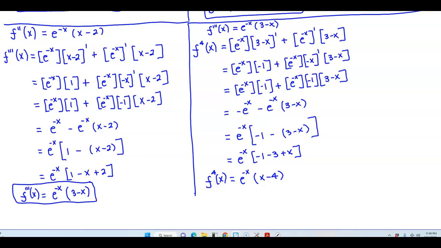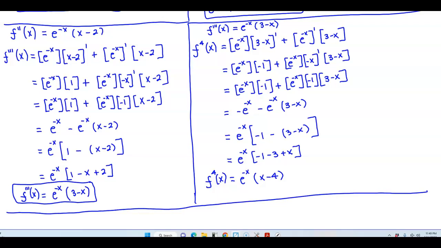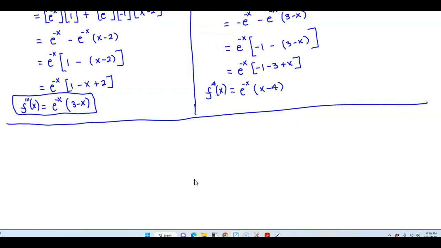Okay? So we can see that there's a pattern here. And that pattern is the following. If we wanted to continue, let's say we wanted to find the fifth derivative, we don't have to go that route anymore. We can say that it's going to be e to the negative x times 5 minus x. And then if we wanted to find the sixth derivative of x, it would look like that one, which would be e to the negative x times x minus 6.